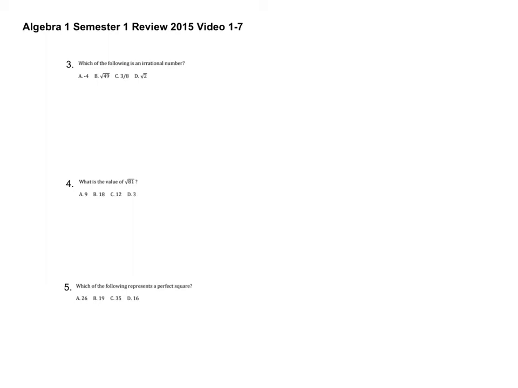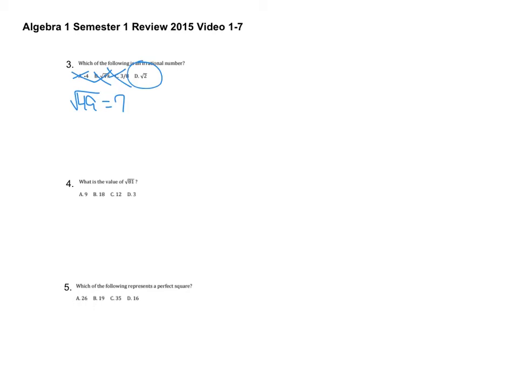Number 3, which of the following is irrational, which means which one can I not write as a fraction? Can I write -4 as a fraction? Sure I can. I can put it over 1. Square root of 49, is that a perfect square? The square root of 49 is 7, so I can write that as a fraction. That is not irrational. 3/8 is automatically not irrational because it's a fraction. The square root of 2, is that a perfect square? It is not. If you were to put 2 in your calculator and hit the square root key, you would fill the whole screen up. It never ends, it never repeats. So the square root of 2 is an irrational number.